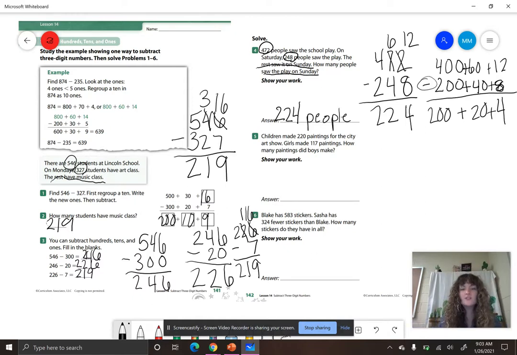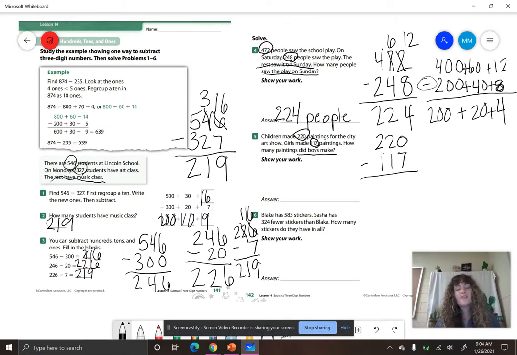All right, let's move on to number 5. It says children made 220 paintings for the city art show. Girls made 117 paintings. How many paintings did boys make? All right, let's read that through. Circle important numbers, underline important words. Here we go. Children made 220 paintings for the city art show. Girls made 117. How many paintings did boys make? So what was our whole in that word problem? 220. So 220 is our whole. What is the part that we know that we are going to take away? 117.